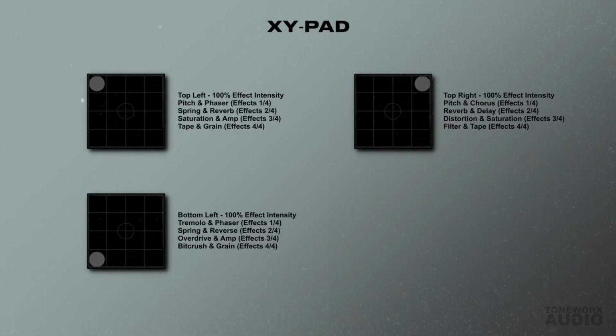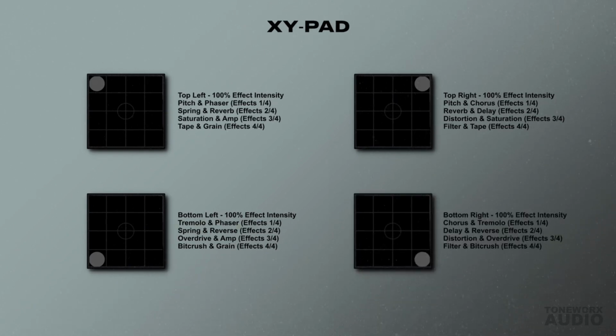Finally, when you position the ball in the bottom right of the XY pad, another combination of effects will reach their full intensity. In this corner, the first sector's effects, chorus and tremolo, will be at 100%, along with the second sector's delay and reverse. The third sector, featuring distortion and overdrive, and the fourth sector, containing filter and bit crush, will also be fully applied. As always, shifting the ball within the pad allows you to fine-tune the balance and interaction of the effects across all four sectors.